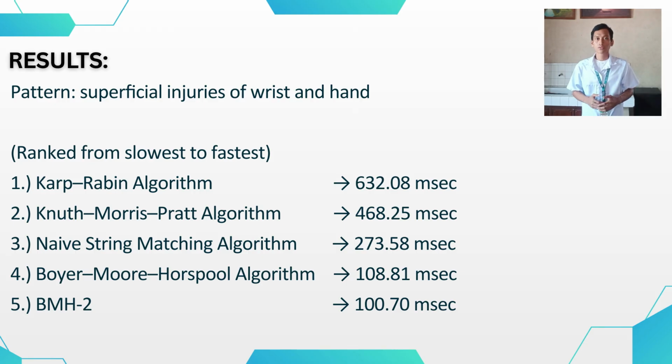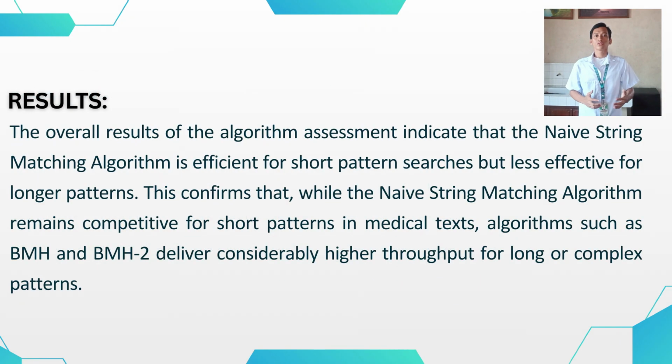100.70 milliseconds. The overall results of the algorithm assessment indicate that the naive string matching algorithm is efficient for short pattern searches, but less effective for longer patterns. This confirms that while the naive string matching algorithm remains competitive for short patterns in medical texts, algorithms such as BMH and BMH2 deliver considerably higher throughput for long or complex patterns.